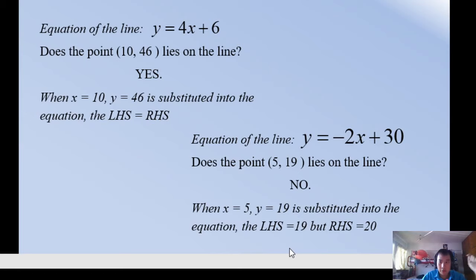So that was a great question. But yeah, only vertical lines don't touch the y-axis. Every single line has to touch. So remember when you substitute, you replace x with the x coordinate, and you replace y with the y coordinate, and then you see whether the equation works, whether the left hand side is the same as the right hand side.